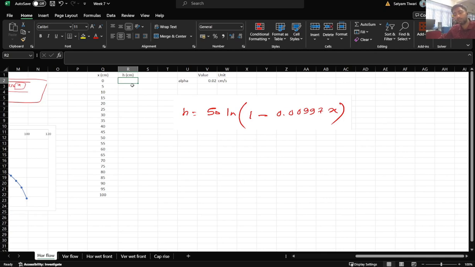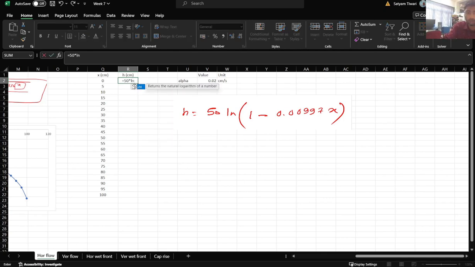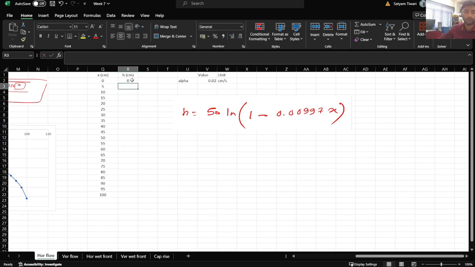So we'll write h is equal to 50 multiplied by the natural logarithm ln, and in the bracket, what is the value inside? 1 minus 0.00997, and we need to multiply it with x. So x value is q2 here. Okay, fine. And the head at 0 is 0.